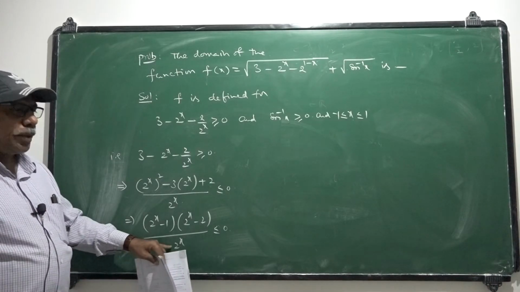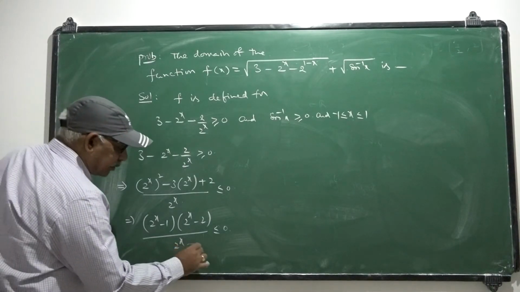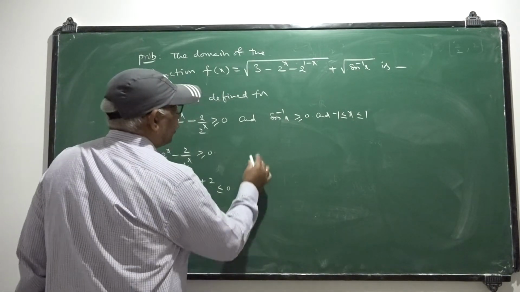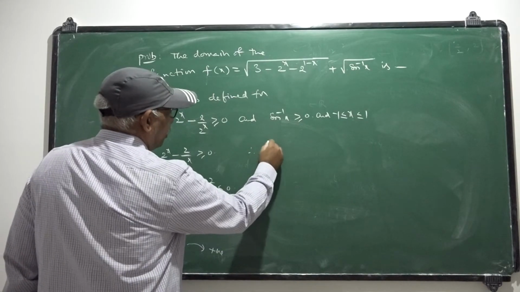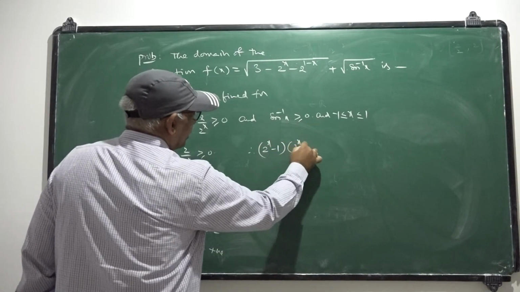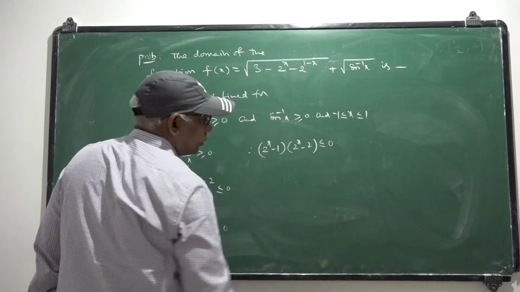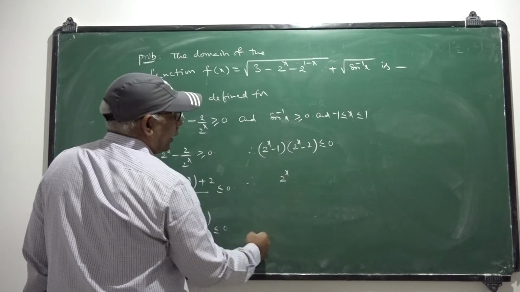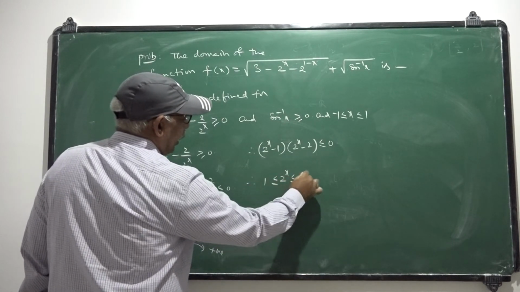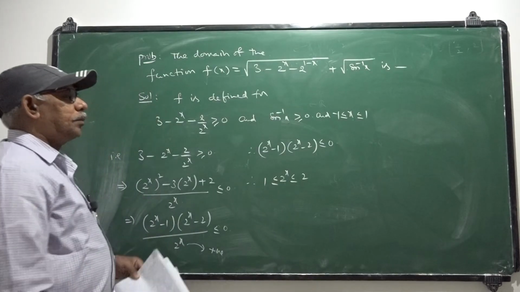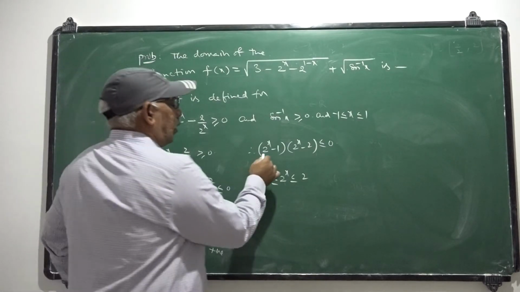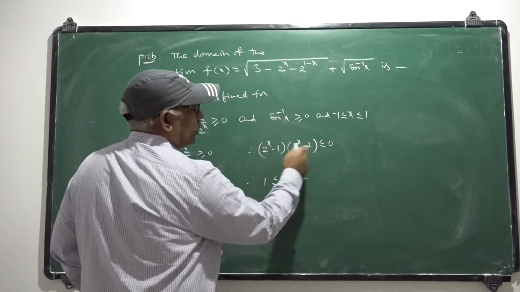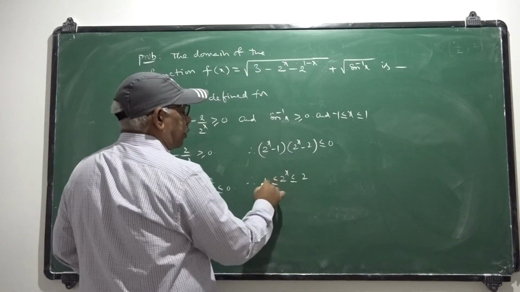But the denominator is clearly positive, so the numerator must be negative. To follow this inequality, 2 power x minus 1 into 2 power x minus 2 is less than or equal to 0. So therefore 2 power x lies between 1 and 2, because the leading coefficient of (2 power x) whole square is positive and the expression is negative. Hence 2 power x lies between 1 and 2.